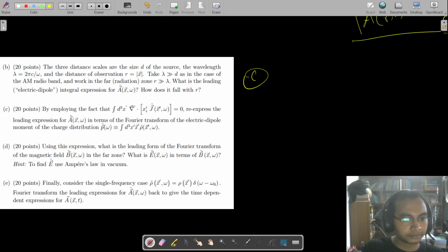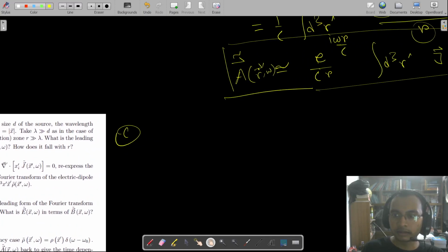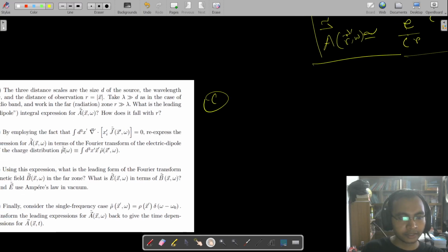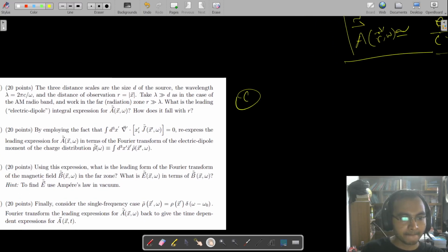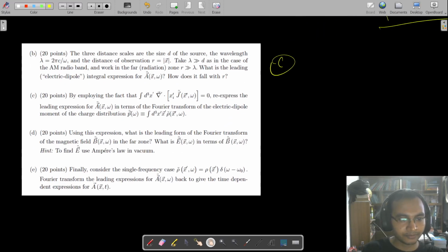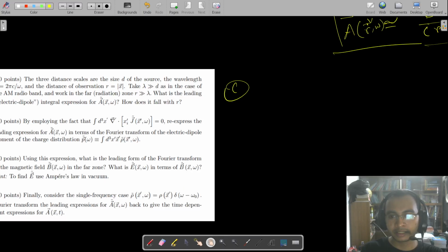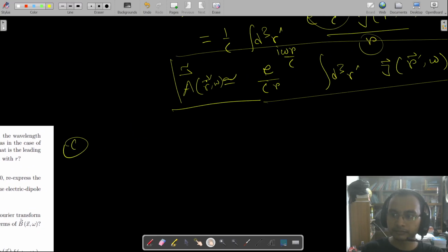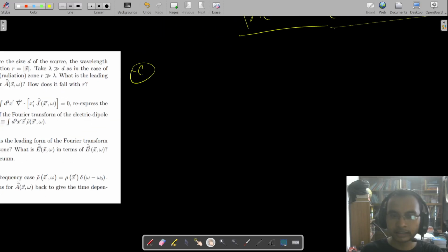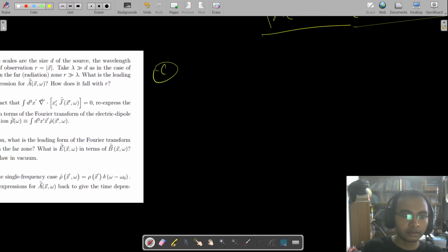Right. So we have found the expression for A tilde, the leading order expression for A tilde. Yeah, we're going to use that, even though it's not stated that we have to use the leading expression for A tilde. We're going to use this thing, right? Also, there's another identity. We write it down.